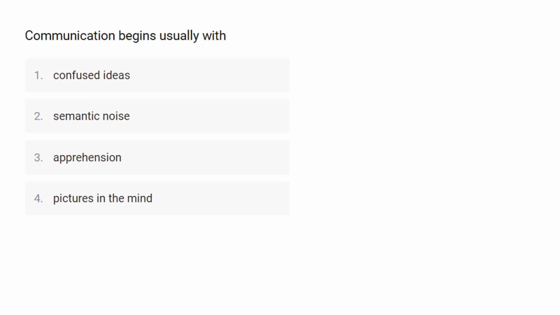Communication begins usually with. In this question they ask, communication begins usually with what? The first option is confused idea, the second is semantic noise, the third is apprehension, and the last is picture in the mind. The beginning of communication occurs when the sender expresses an emotion or a feeling, creates an idea, or senses the need to communicate. The communication process is triggered when the sender makes a conscious or unconscious decision to share a message with another, or we can say the receiver. The communication process refers to the series of actions or steps taken in order to successfully communicate. It involves several components such as the sender, the actual message being sent, the encoding of the message, the receiver, and the decoding of the message.